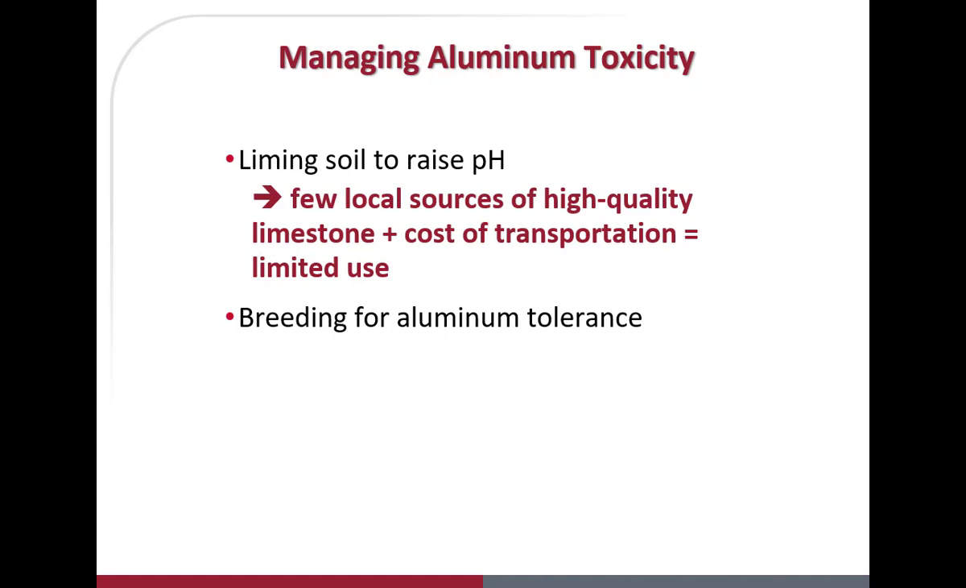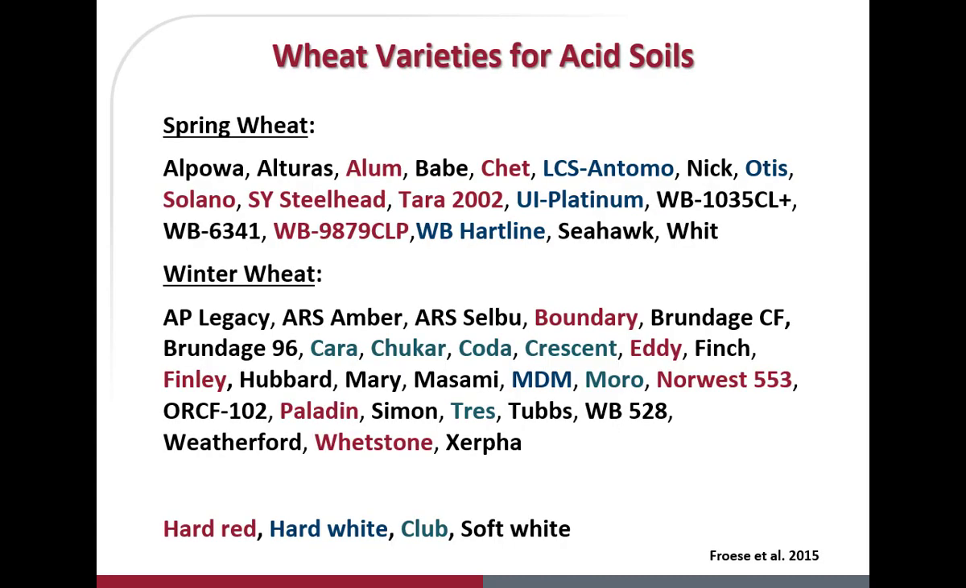And I'll just say now, my own personal belief is, like the speakers before me, liming is the solution. Breeding is going to provide us with some short-term benefits, but in the long run, we need to deal with the root problem, no pun intended, which is low soil pH. Okay, so with that, I include this list of varieties.